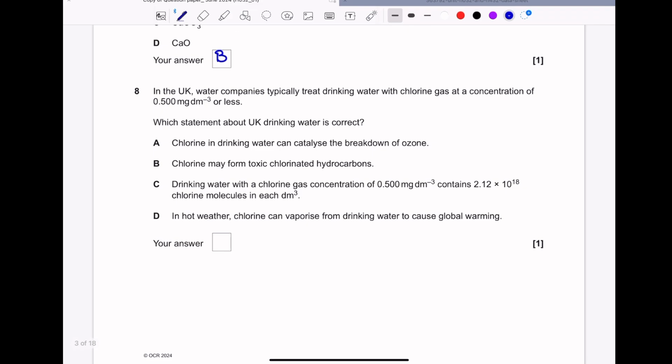Question 8 is in the UK, water companies typically treat drinking water with chlorine gas at a concentration of 0.5 milligrams per decimeter cubed or less.